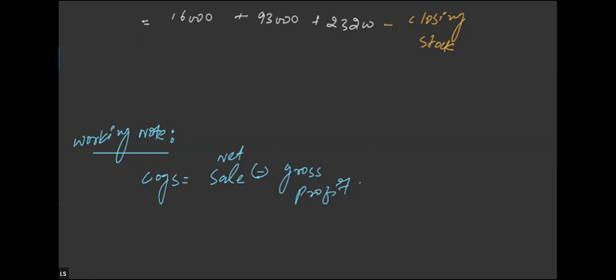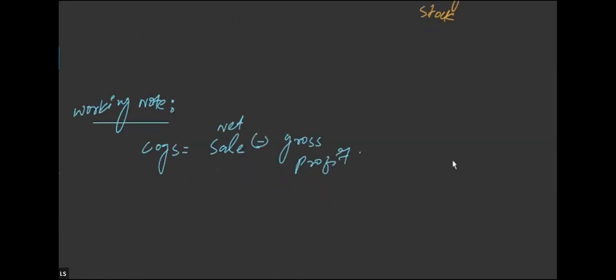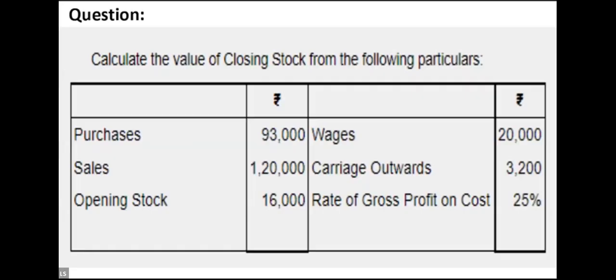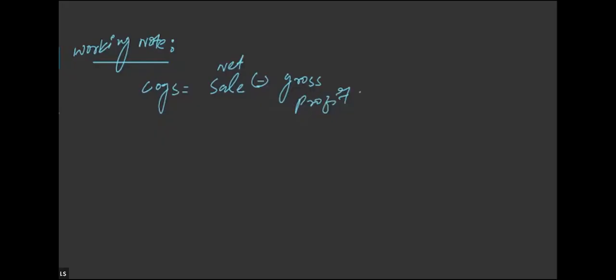Alexander and Steve. Yes, sir. Okay. Now, we are already provided with the value of sales in the question. Sales is 1,20,000. So in the place of sales, we can write down 1,20,000. And from this, we will be reducing the gross profit.